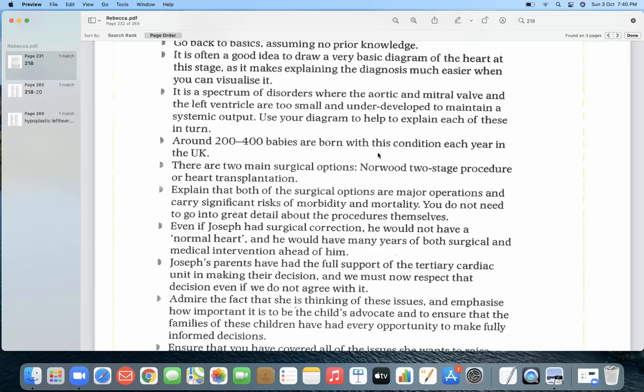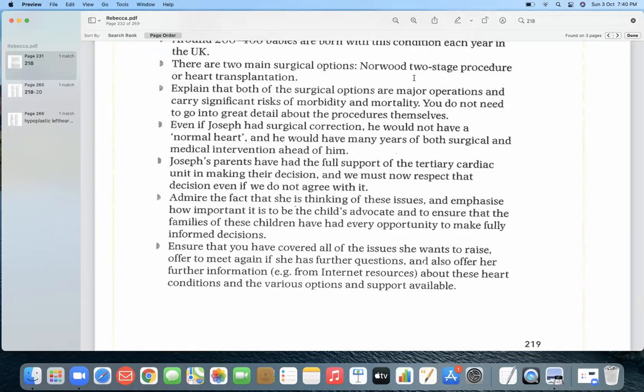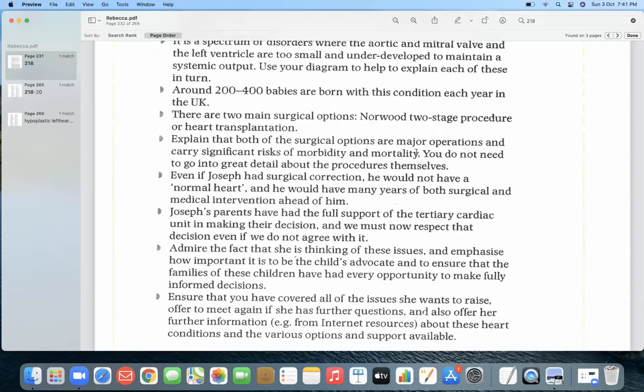Around 200 to 400 babies are born with these conditions each year in the UK. There are two main surgical operations: the Norwood two-stage procedure or heart transplantation. So the Norwood can be done as a two-stage procedure, or heart transplantation. Explain that both surgical operations are major operations and carry significant risk of morbidity and mortality.